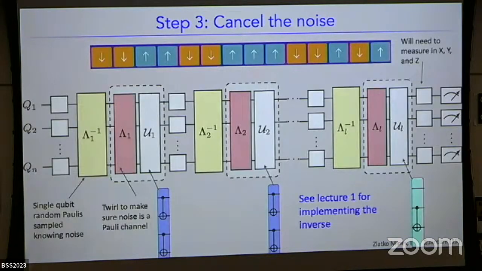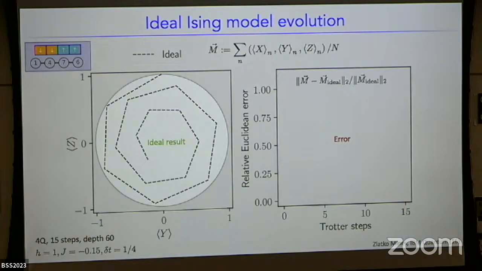So how well does this do? How well are we doing here? Okay, let's take the four qubit chain. Yes, question.